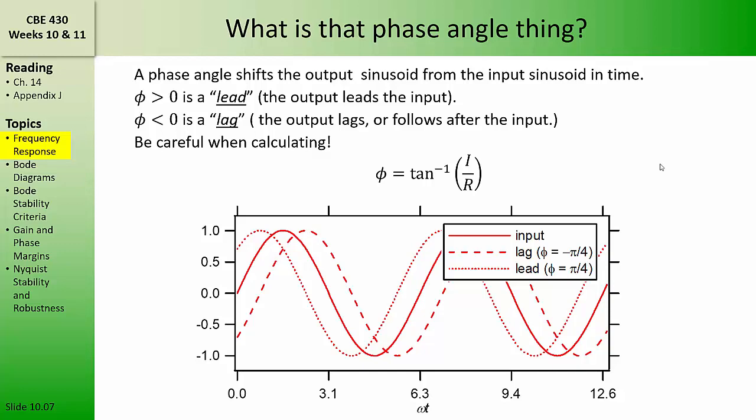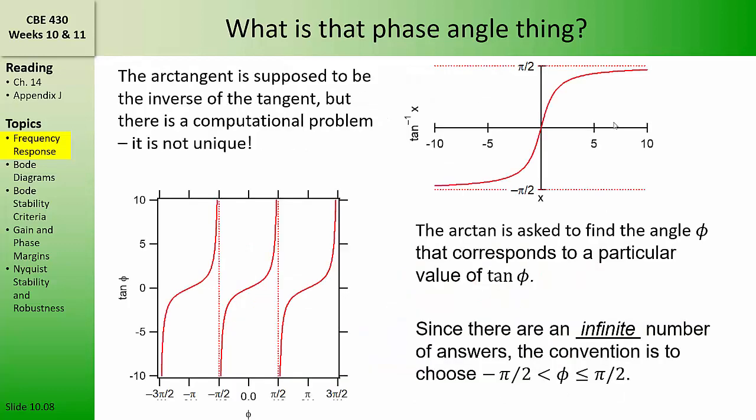We need to be careful when computing the phase angle using something like the arctangent of I over r. The arctangent is supposed to be the inverse of the tangent function, but there's a computational problem with the arctangent because it is not unique. The tangent function has discontinuities that are pi periodic. There's one at pi over 2, one at minus pi over 2, one at 3 pi over 2, etc. So the arctangent is actually a multi-valued function.